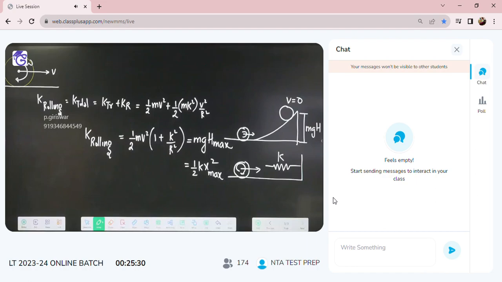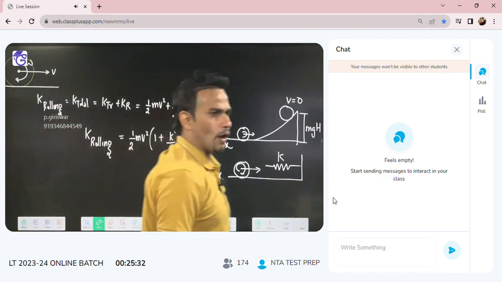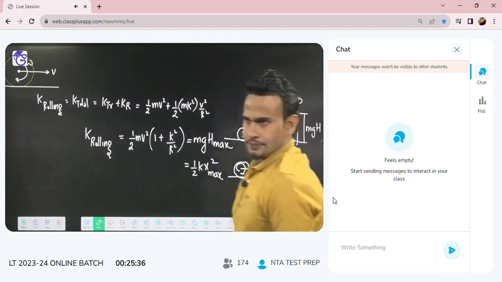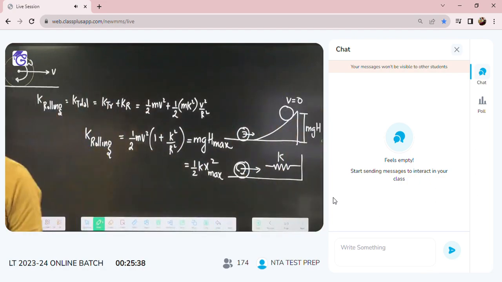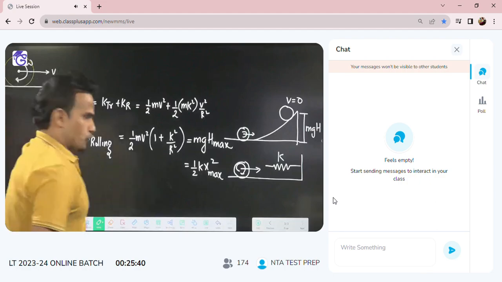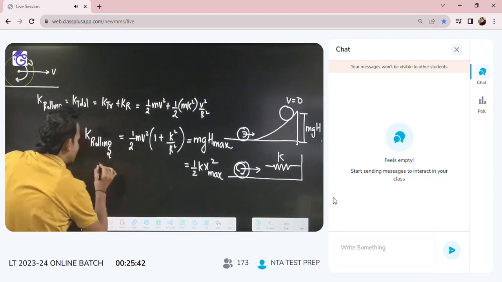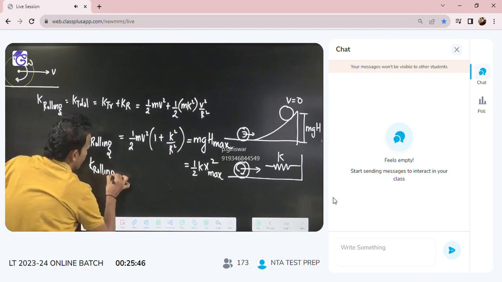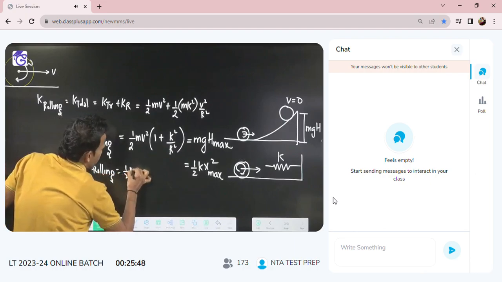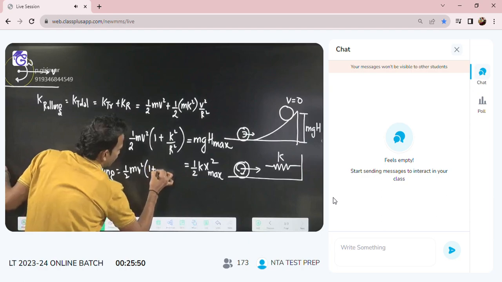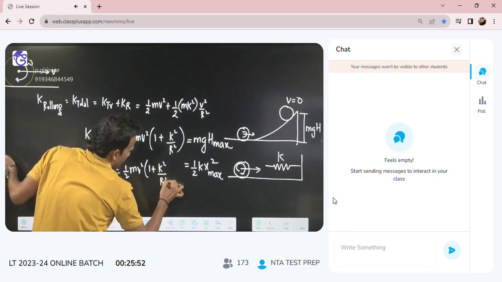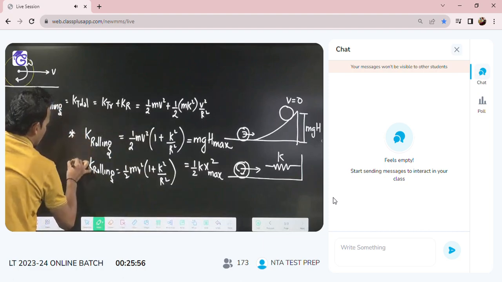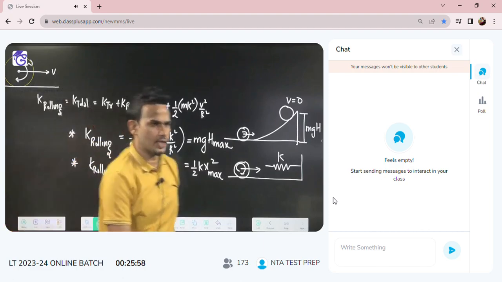Is it okay? Same thing I am telling you. So always remember, for a spring, use the same concept: the kinetic energy of rolling, that is, half mv square into 1 plus k square by r square, will be equal to half kx square. I am just talking about a different model which is asked here.